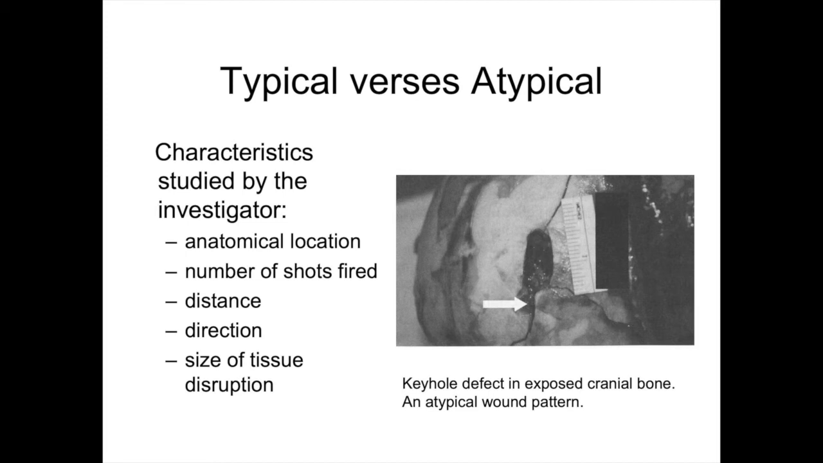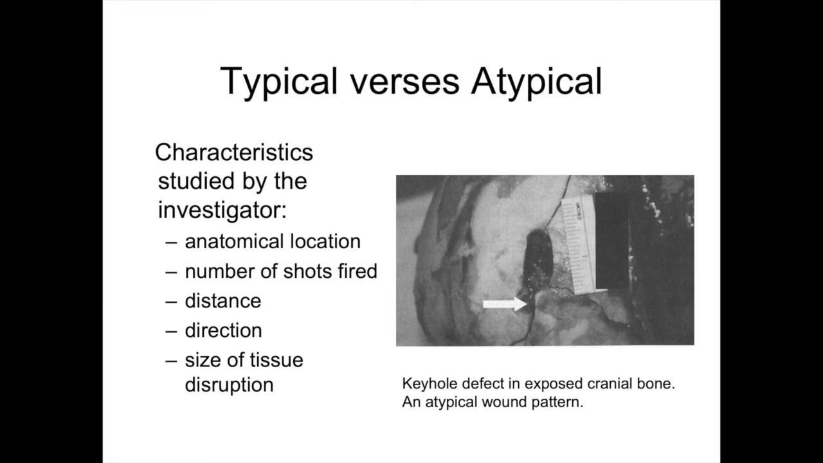Or you might have something referred to as stippling. This is also a kind of tattooing effect where you have a star-shaped pattern actually on the skin itself, and that tells you that the muzzle is in contact or near contact with the remains.